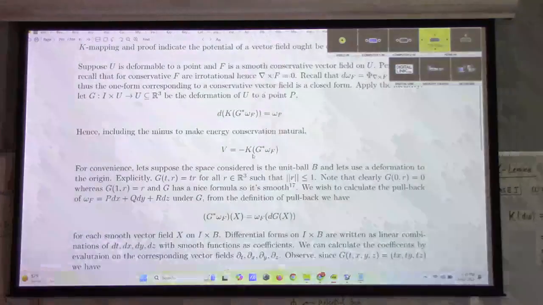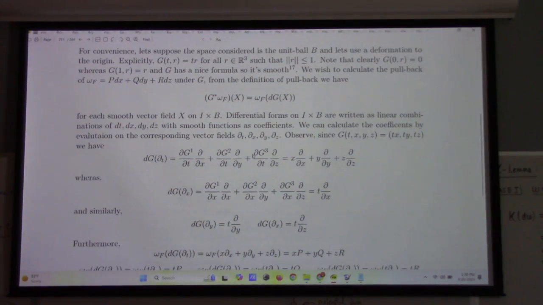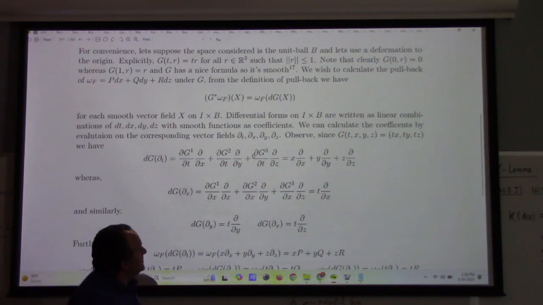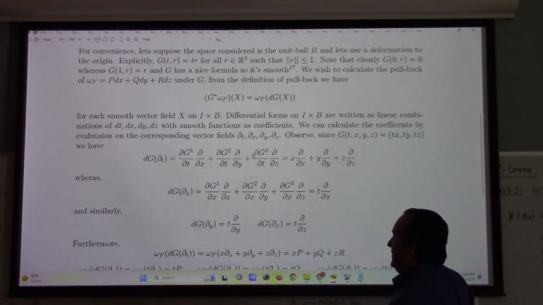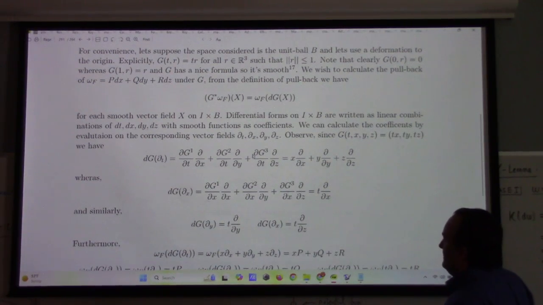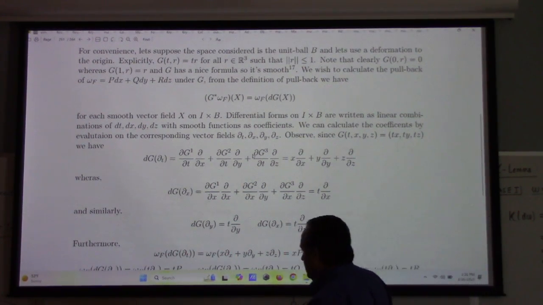When you work it out... let's see here what I do. At the end of all this, I admit I did more calculation than I needed to. I make some reference to Naruto. But let's see here. g of this is that. So the dg, push forward of partial t is this. The push forward of x is that. The push forward of y is that. And x is this. So if I calculate omega f of dg partial t, I get this, which gives me that.